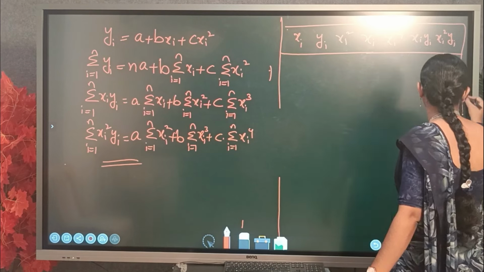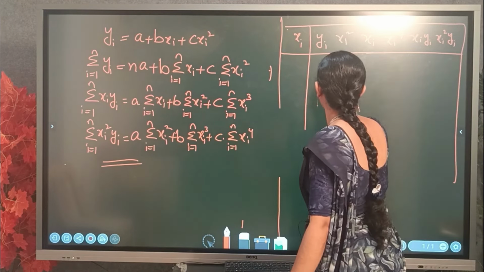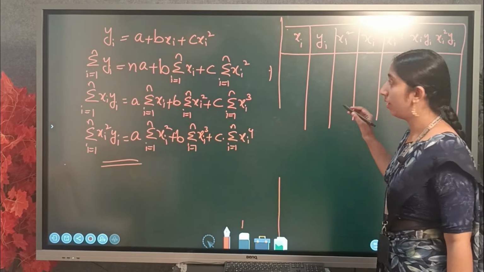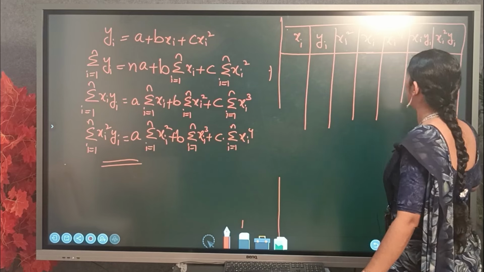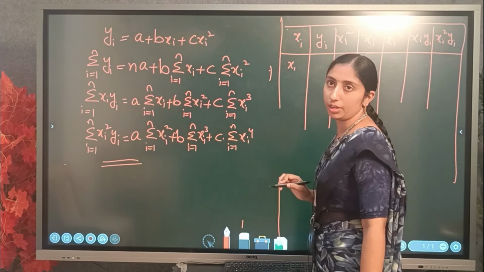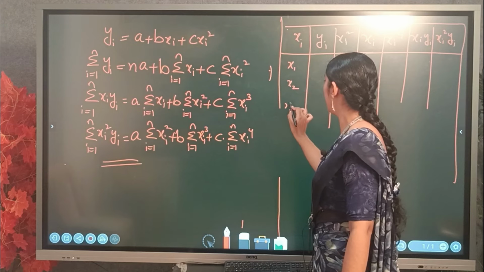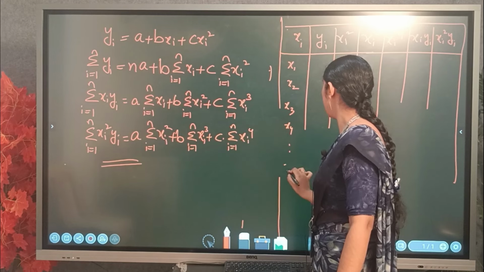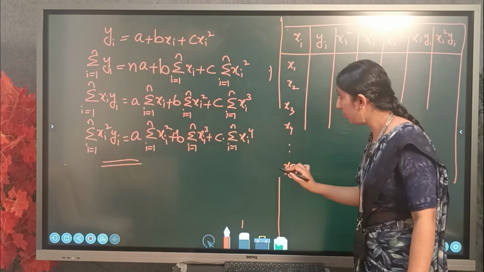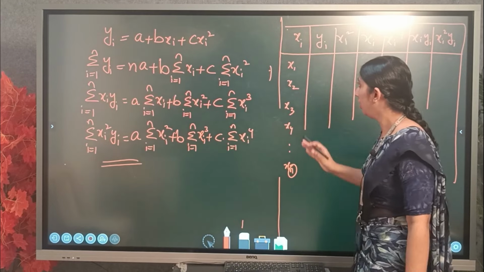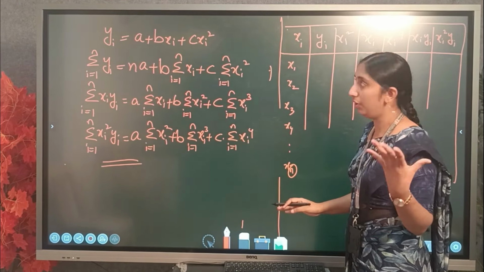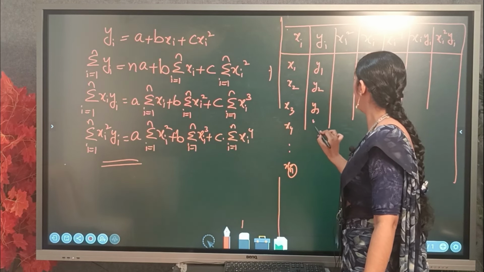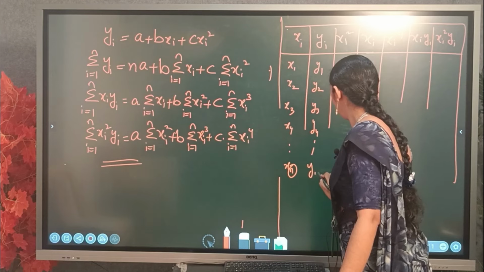Then you can solve the equations with the columns xi, yi, xi square, xi cube, xi power 4, xi yi. Here xi means nothing but what is already given, x1, x2, some numericals like 1, 2, 3, 4, 5 or whatever it may be, up to xn. This n is nothing but small n, that means the number of terms. If there is 1, 2, 3, 4, 5, what's n here? 5. Like y1, y2, y3, y4 and so on, yn.